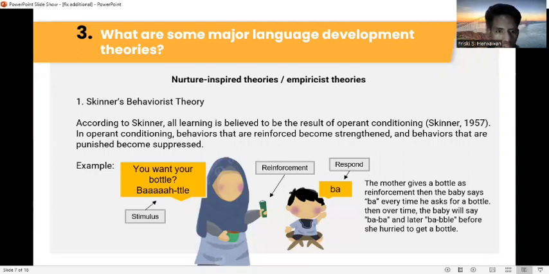The mother gives a stimulus to the child by saying, "You want your bottle?" And then the mother says, "Bottle," while showing a bottle as a reinforcement. Then the child will respond to the mother by saying "ba," and then the mother will give the bottle as a reward. Every time the child wants the bottle, the child will say "ba," and the mother will give the bottle to the child. So this becomes the child's behavior, and from that activity, the child will learn how to pronounce bottle by saying ba and then baba, bubble, and eventually the child can pronounce the word bottle correctly.